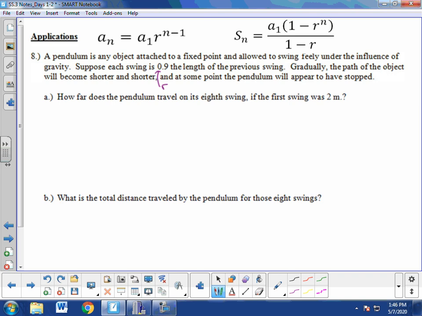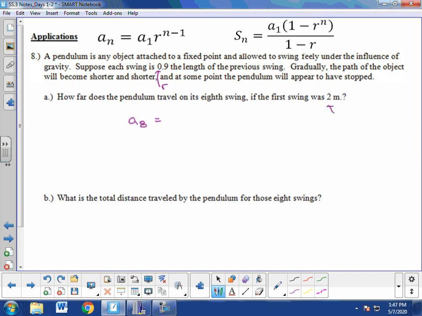Part A says, how far does the pendulum travel on its 8th swing if the first swing was 2 meters? So I have both of the two equations we have up here for geometric sequences. This one wants to know a specific value in the sequence, the value of the eighth term. So we're going to use this equation on the left, the nth term for a geometric sequence. We are going to be finding a sub 8. So what we need to know is what was the length of the first swing, a sub 1? Well, it tells us right here that it was 2 meters.